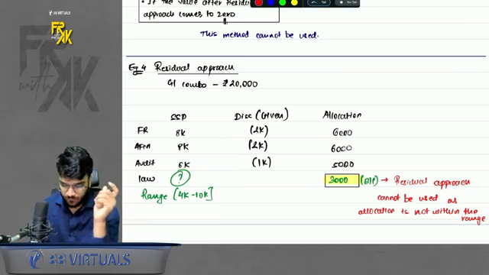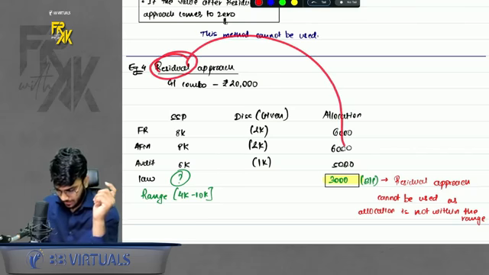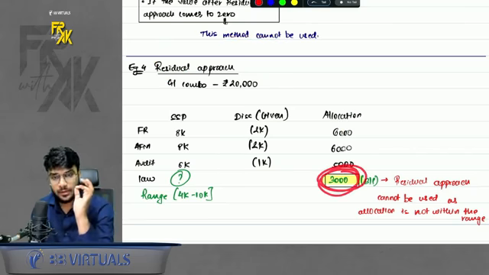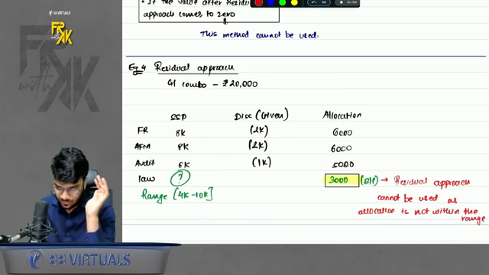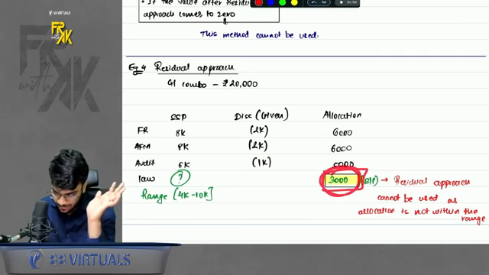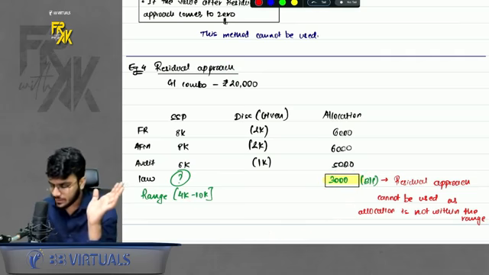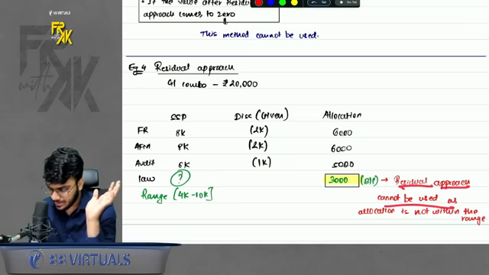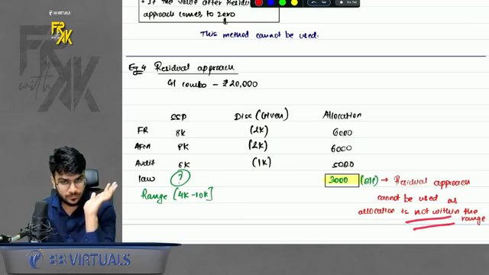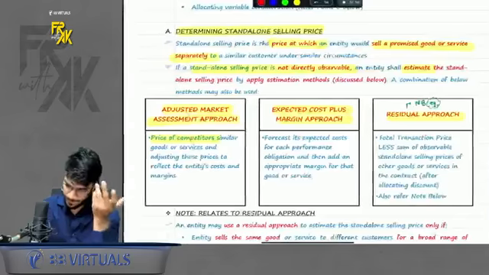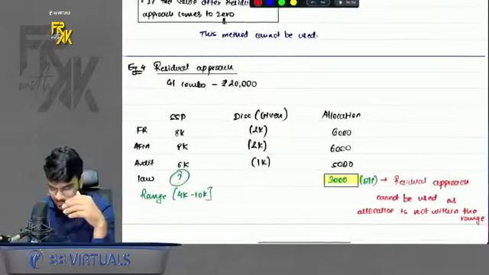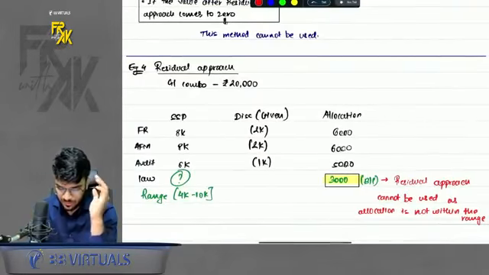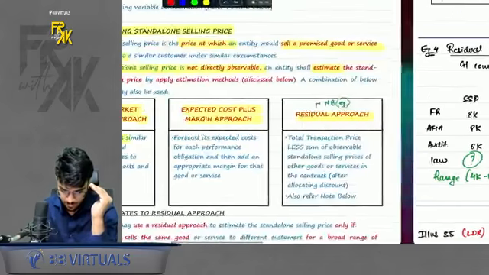So in this case, when you use residual approach and you get the allocated amount of law, if you get this amount within the range, then you can use this method. But sometimes when you calculate the balancing figure, this amount is not coming within the range. In that case, you will say residual approach cannot be used as allocation is not within the range. Okay. So then which method to use, sir? Then you will have to by default use the remaining 2 methods to calculate SSP. You can't use residual approach. Okay. So these are the 4 cases in case of you can say step number 4.